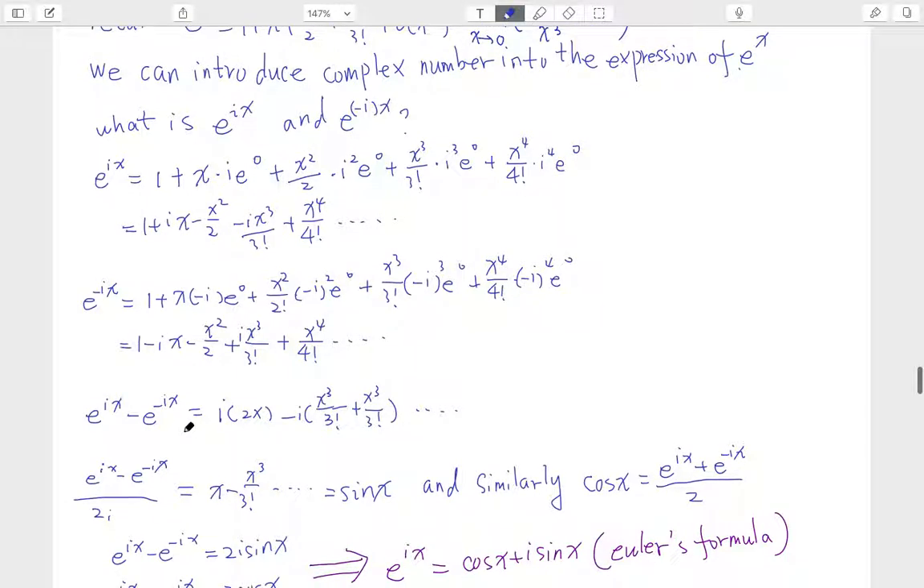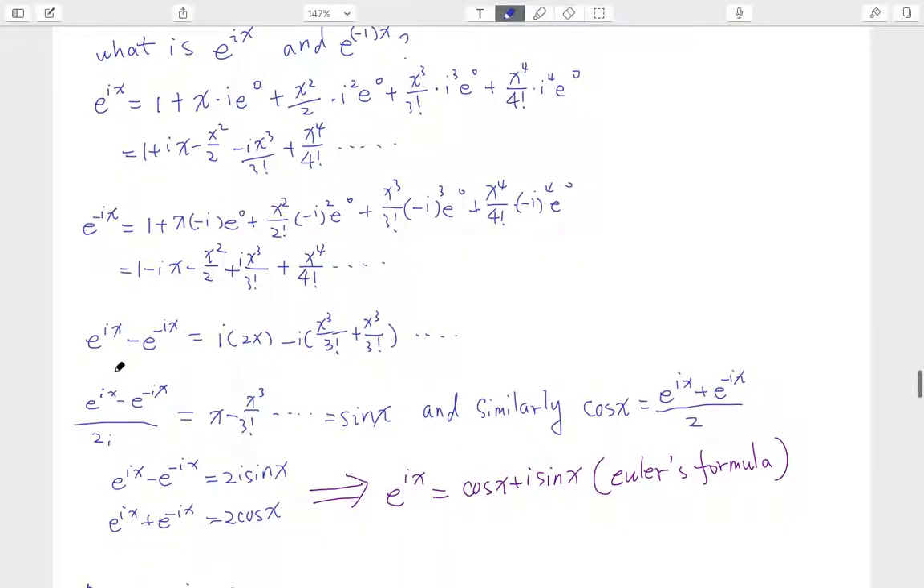Now, if we conduct some manipulation on e to the ix and e to the minus i times x, we can get some useful information. Namely, we can find out how they are related to the trigonometric functions sine x and cosine x. You see down here. And from these two expressions, we can derive a vitally important formula.